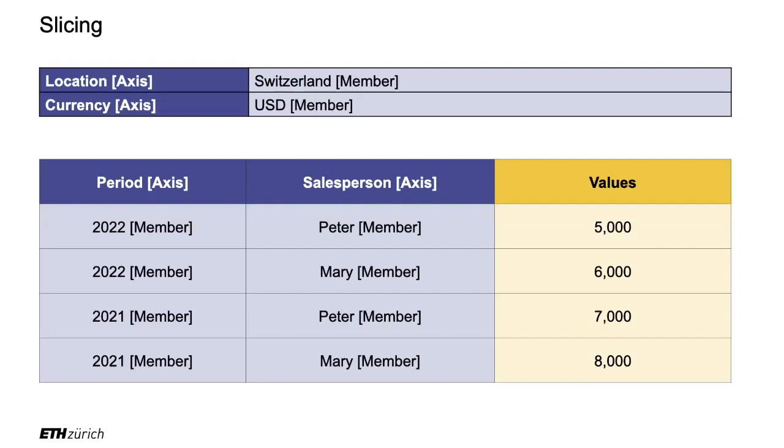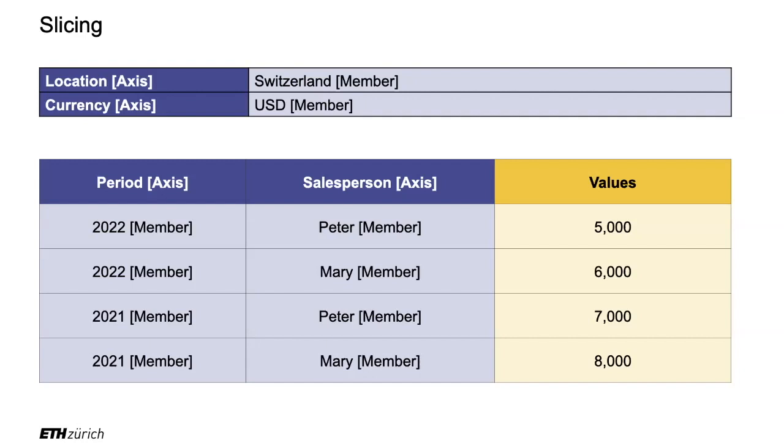Okay, but now something fancy is going to happen because this is a cube too, right? It's a slice of my cube. How many dimensions does it have now? Just two, right? The other two are sliced, so they are no longer dimensions in that sense. So we have period and salesperson. But since we have two dimensions, as a human being, I understand two dimensions. That's a rectangle, a square.